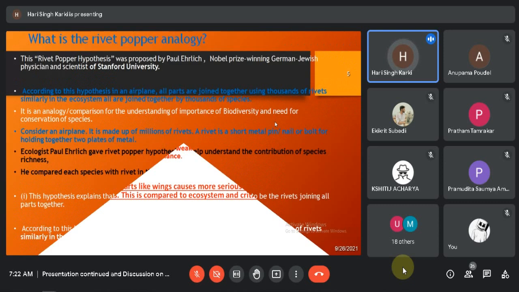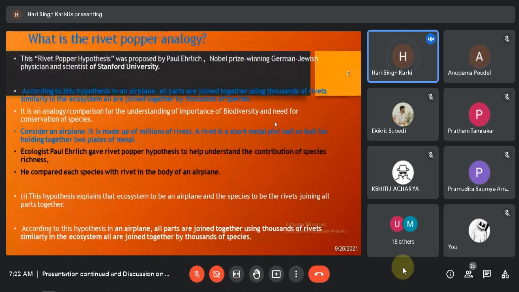This is simply the revision only. So what is the rivet popper analogy? We must be very clear about this. The rivet popper hypothesis was proposed by Paul Ehrlich, as we have already discussed. He was a Nobel Prize winning German Jewish physician and scientist of Stanford University, USA.